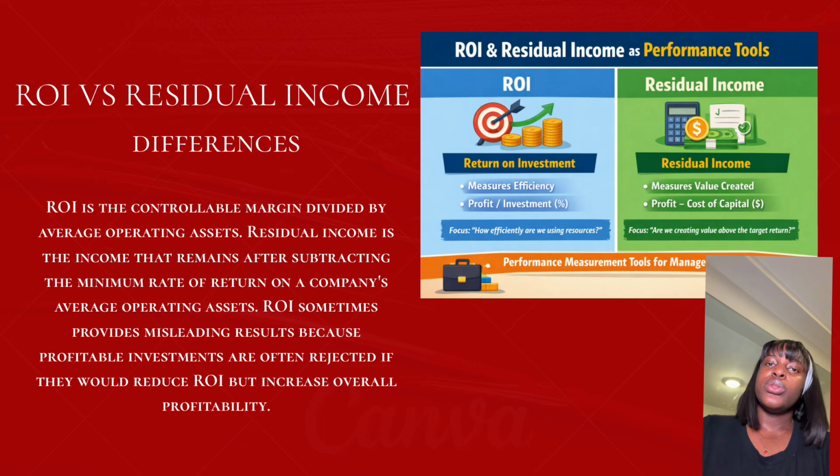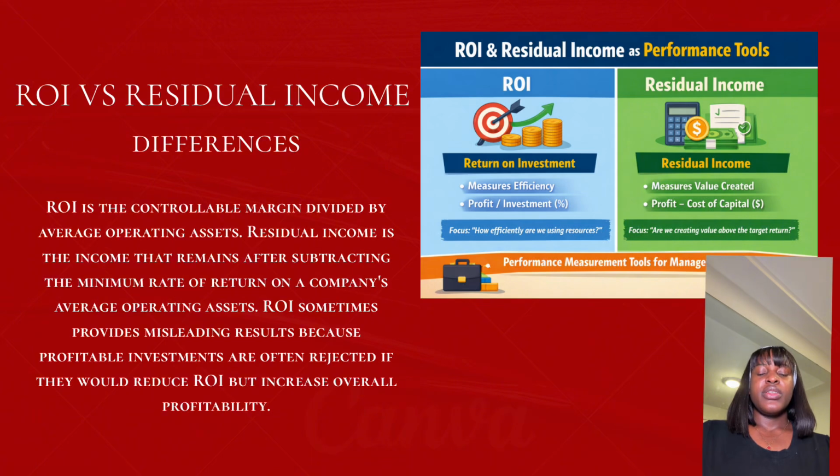Now we move to residual income. Residual income is the income that remains after subtracting from the controllable margin the minimum rate of return on a company's average operating assets. The goal of residual income is to measure how much extra profit a business or a manager generates after covering the cost of capital. But this has some limitation. It depends on the required rate of return. The residual income result changes based on the cost of capital used. Residual income usually answers the question, are we creating value beyond the minimum expected return?